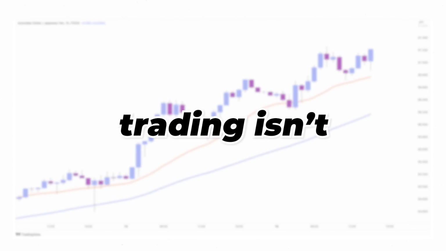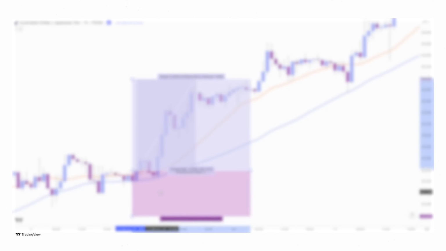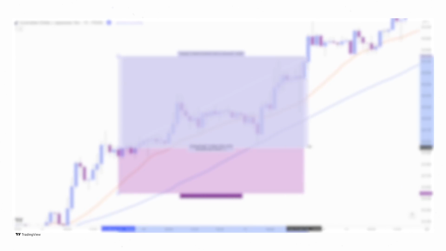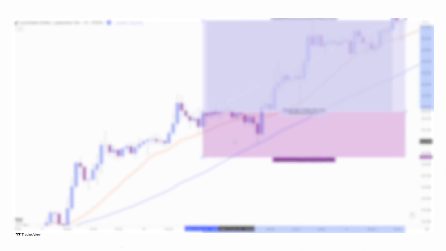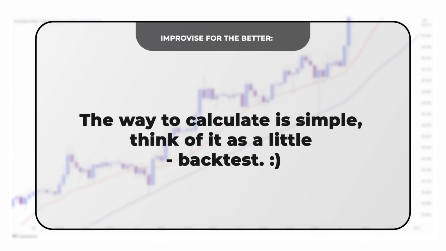But hey, trading isn't always about rigid strategies and serious calculations, and counting those bullish engulfing candlesticks has proven to be a very successful way of doing it. You see, sometimes a sprinkle of fun and experimentation can shake things up in the best possible way, so why not give it a try? So the way to calculate those bullish engulfing closures is like doing a little backtest before you enter the trade to make sure to get that additional confirmation for your bullish bias.